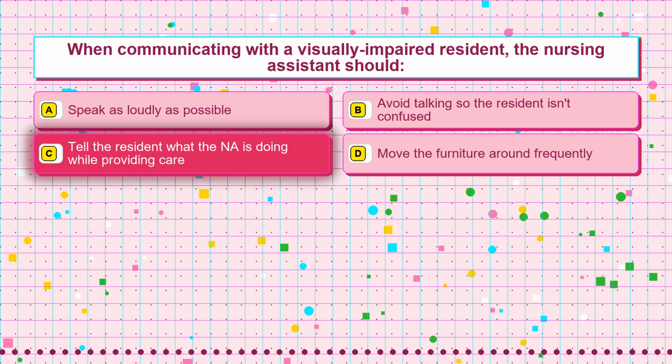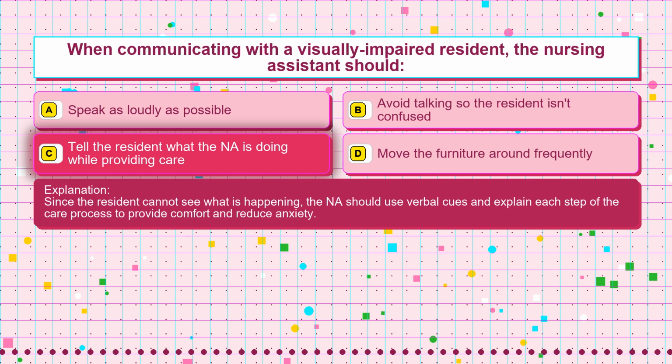The correct answer is option C. Tell the resident what the NA is doing while providing care. Since the resident cannot see what is happening, the NA should use verbal cues and explain each step of the care process to provide comfort and reduce anxiety.